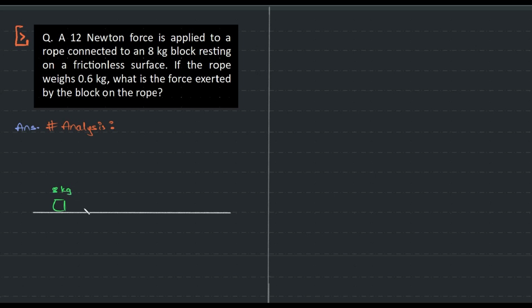and the rope is this, and the rope weighs 0.6 kg itself. You have a force of 12 Newton. What is the force exerted by the block on the rope? If the rope weighs 0.6 kg, with 12 Newton applied to the rope connected to an 8 kg block resting on a frictionless surface, what is the force exerted by the block on the rope?